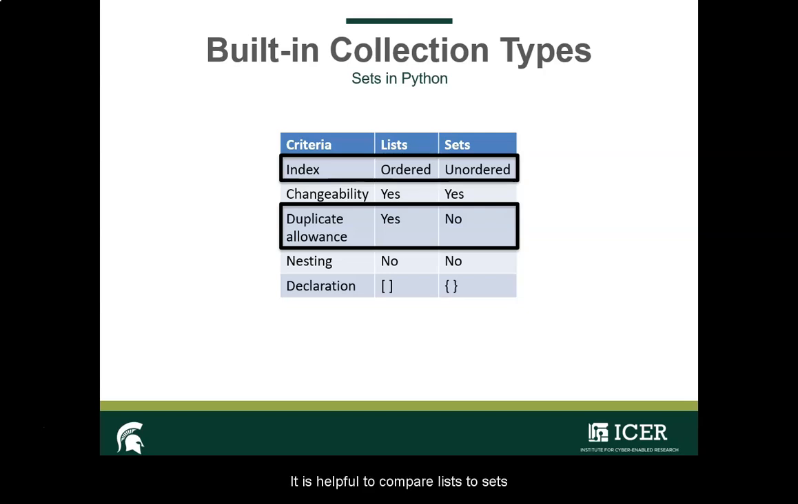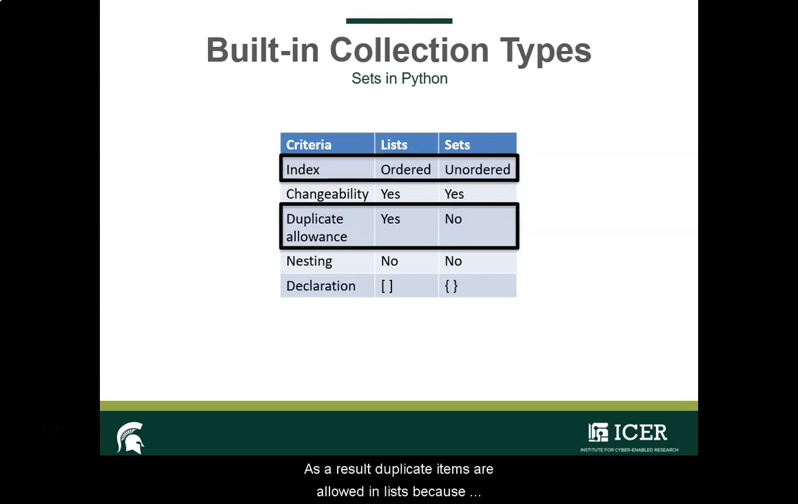It is helpful to compare lists to sets, so I have done that for you in this table. You will notice that both lists and sets are changeable. However, lists are ordered and sets are unordered. This means that list items have a specific order that can be indexed, and sets do not allow for indexing.